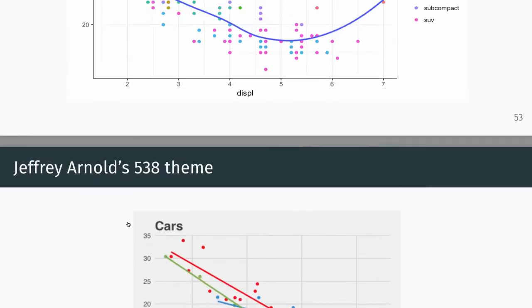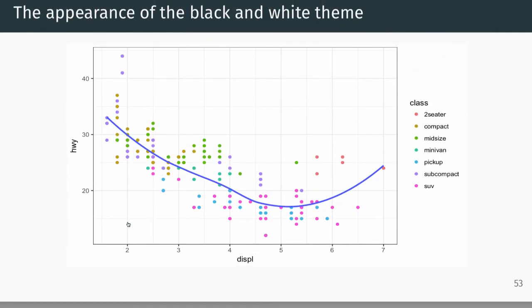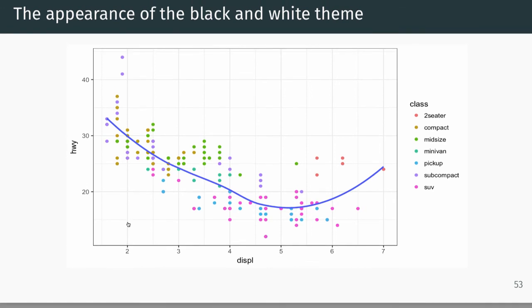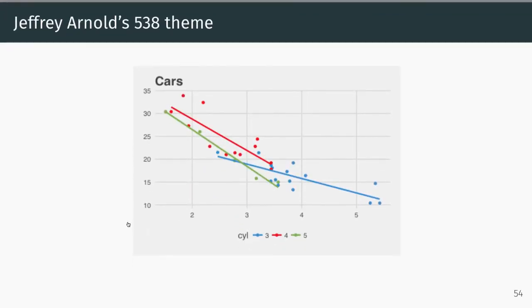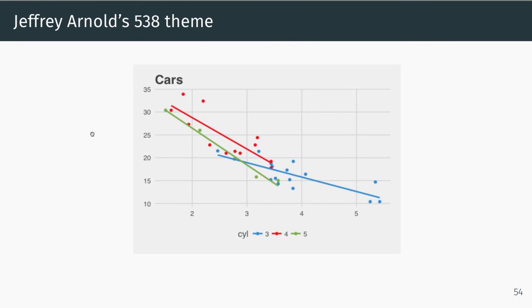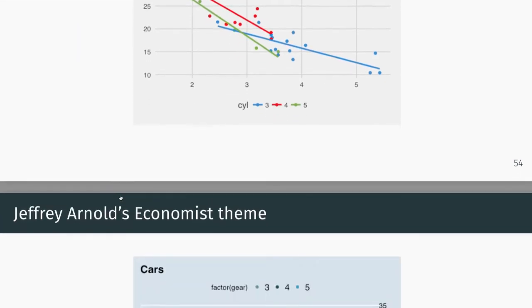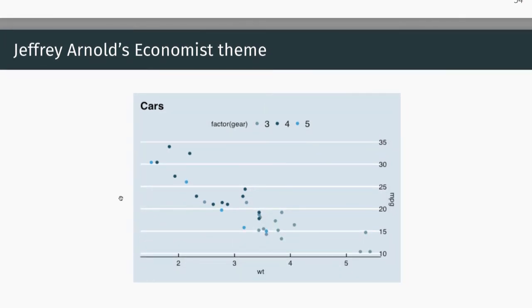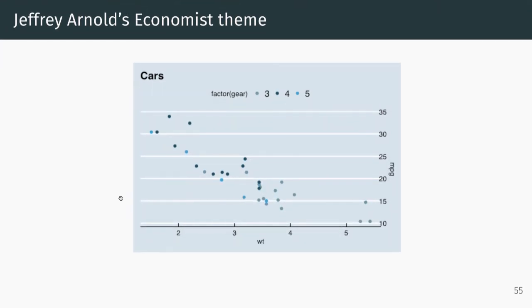So there are 8 built-in themes, including this one and the one that we've been using. You can also get a package of themes that Jeffrey Arnold created that has about 30 themes and a bunch of geoms and some scales in it as well. And many of these themes emulate publications. So this theme emulates the website 538, which you should look at. If you're interested in data visualization, that's a good place to go.